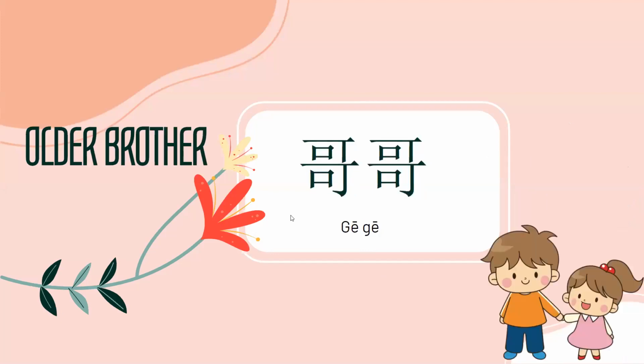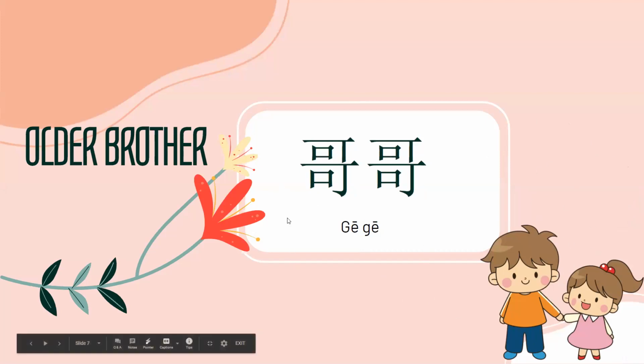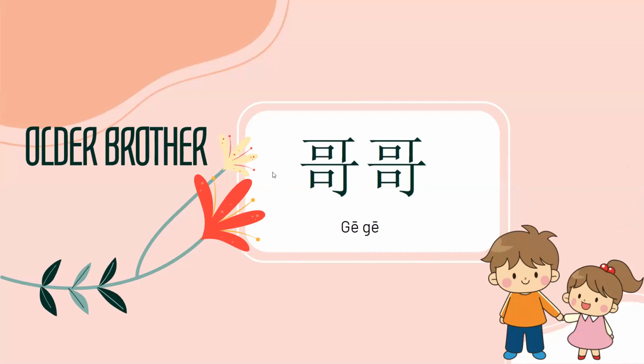And then if it's an older brother, we have 哥哥. And here, this is the older brother holding the little sister's hand. In English, we typically don't specify if the brother is older or little, but in Chinese it's always separate and they have different words.